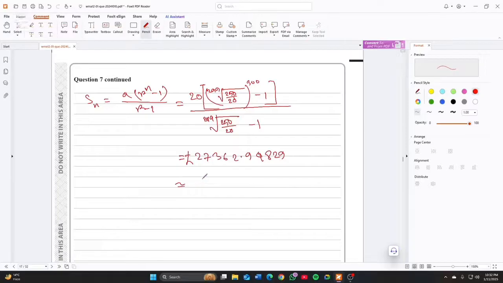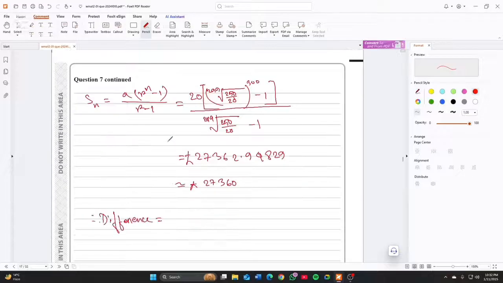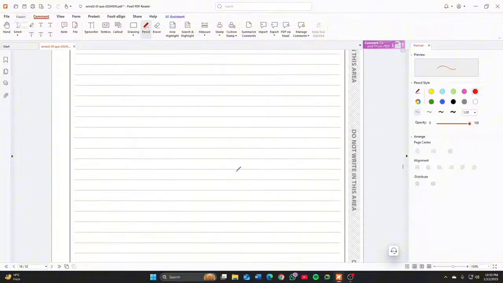So this is equivalent to 27360. Therefore the difference is, which one is greater? This is greater, right? So 28425 minus 27360. Now calculating this gives us 1060, and that is our answer. Alright, moving on to the next question.